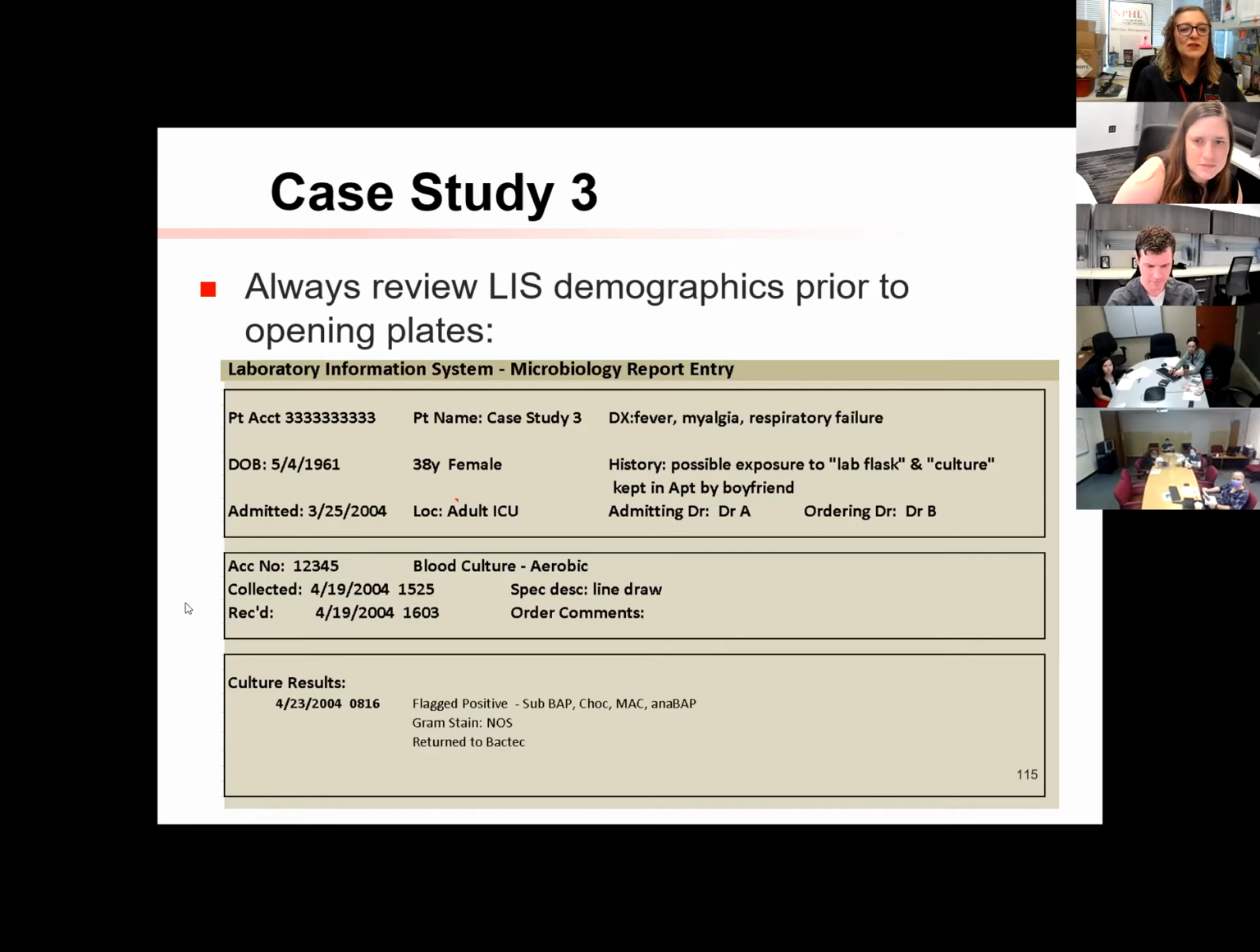All right. So what you probably should have answered to that was the fact that this was a patient who came in, a 30-year-old female in ICU, pretty darn sick, and she has fever, malaise, and respiratory failure. The history, the possible exposure to lab flask and culture kept in an apartment with a boyfriend, is a loud scream to first responders. That is just a no-no in the real world. And so they should be very concerned with that one.